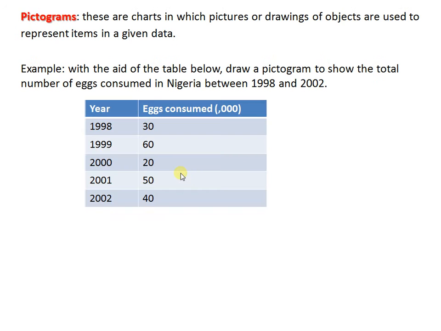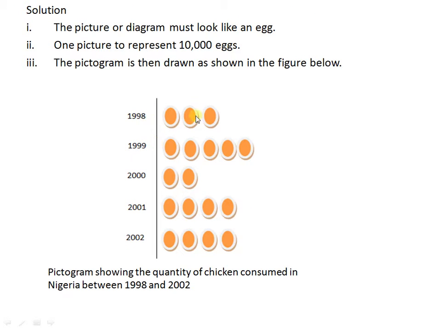Pictograms are charts in which pictures or drawings of objects are used to represent items in a given data. Here you use drawings. This is the table, and it can be translated into this pictogram. You can see X. In 1998 we had only 3 X, but here we have 5. So this is a pictogram, when you're using pictures.